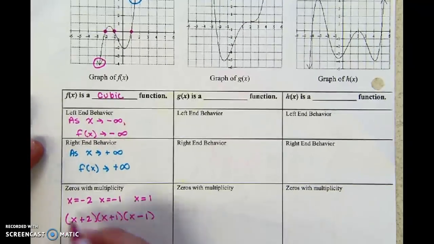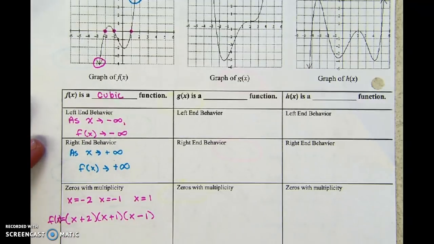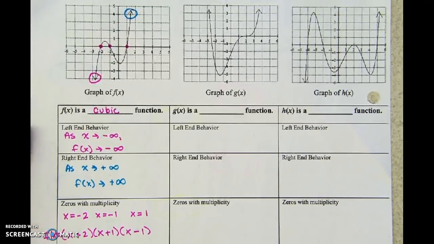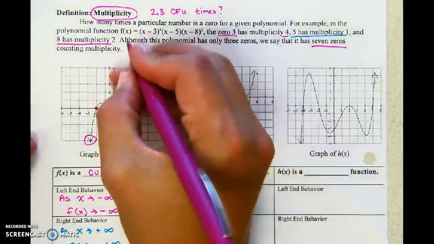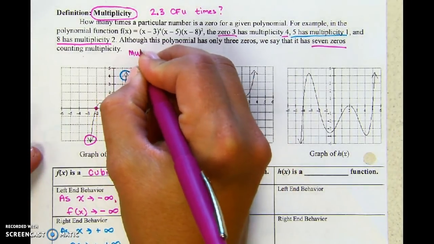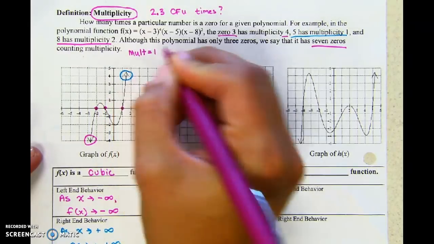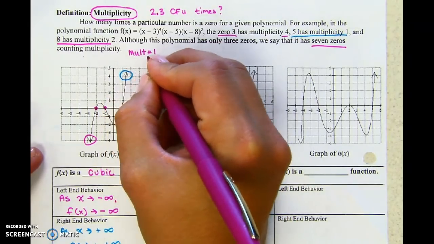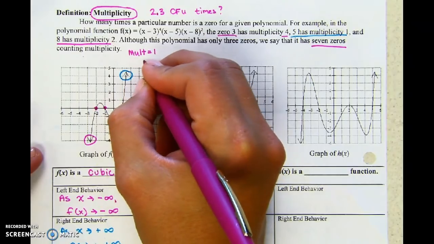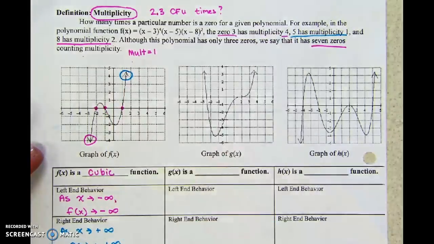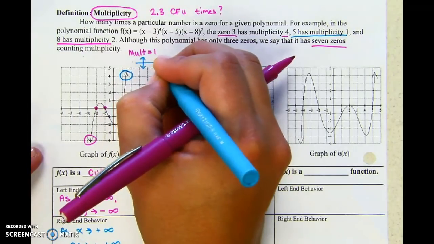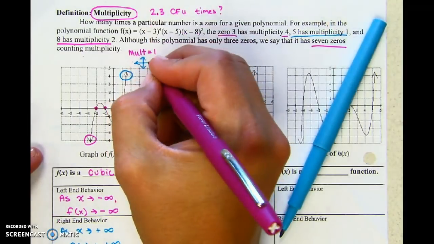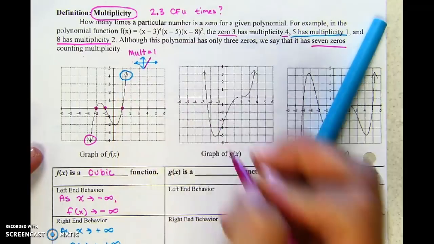And so this is our function, f of x. Okay, this is kind of cool. If something has a multiplicity of 1, it will just cross through the x-axis like a line, like a linear equation. So here's a mini graph. Do you see that? A multiplicity of 1 will just cross through.